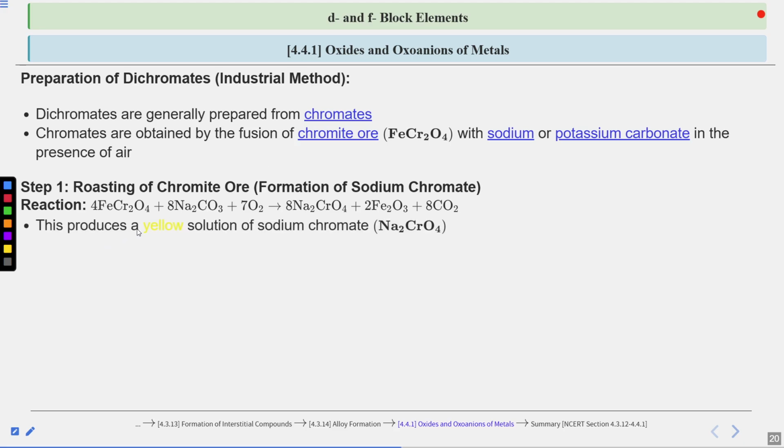Now, this produces a yellow solution of sodium chromate, Na2CrO4. This Na2CrO4 we are getting in the product. This is a yellow color solution.